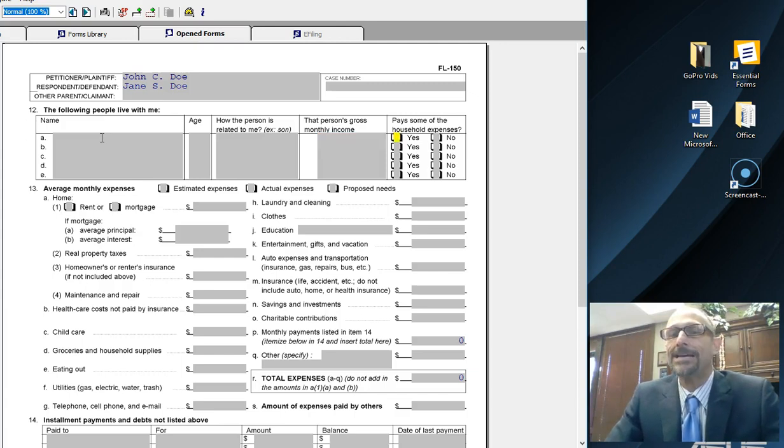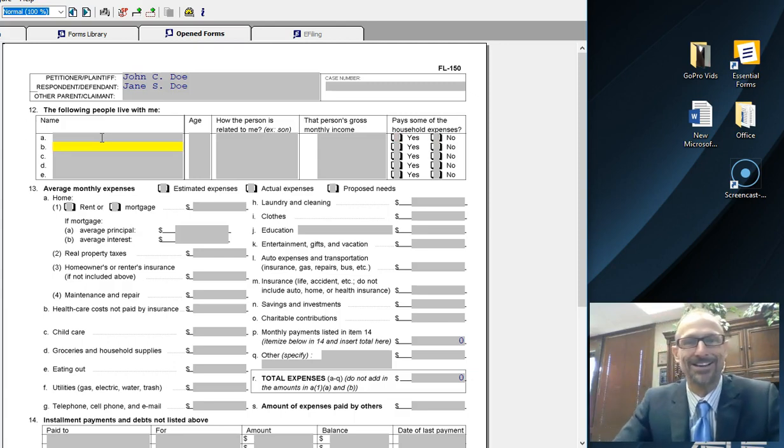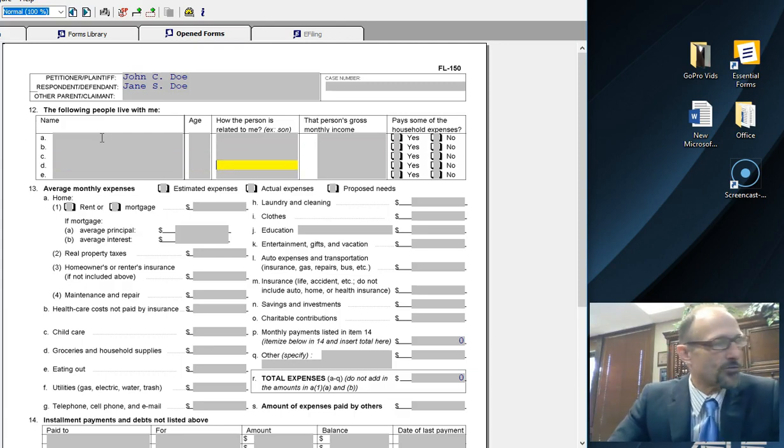Then the next box is pays some of the household expenses. So if you've got a roommate and you share expenses, you're going to mark yes, even if you don't know their income. They certainly help you with expenses. If you're living with a spouse and they're not helping and they don't have any income, that's okay. Put zero income and put no. If it's a son and your son is 3 years old, clearly that's going to be not helping with the expenses. But list everybody there and put the appropriate information to the right, and we'll go through this entire form. Okay, then 13, average monthly expenses.